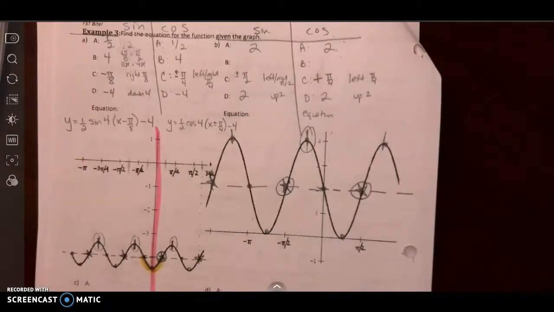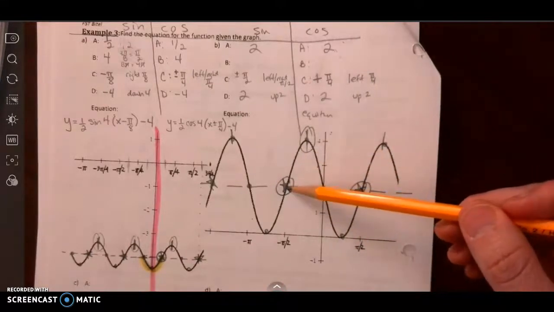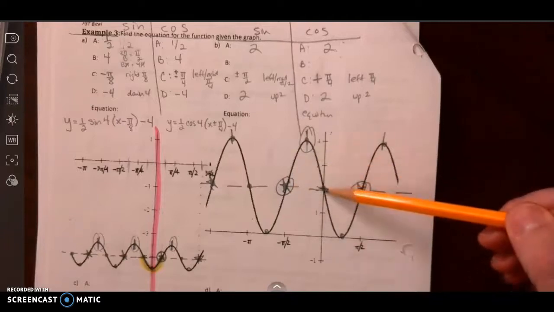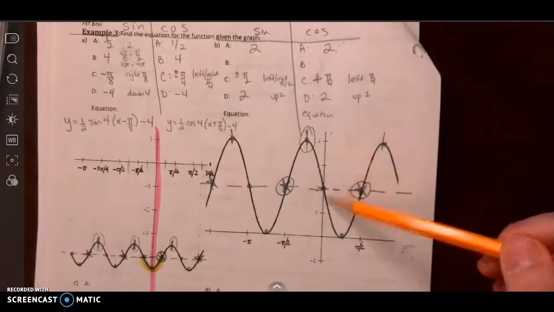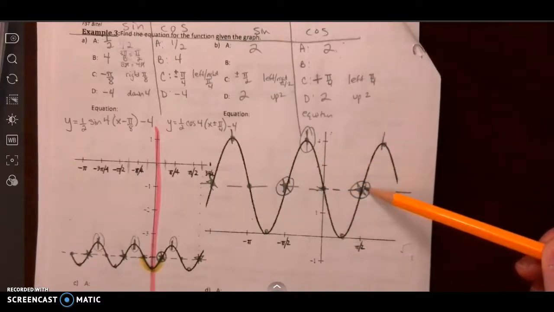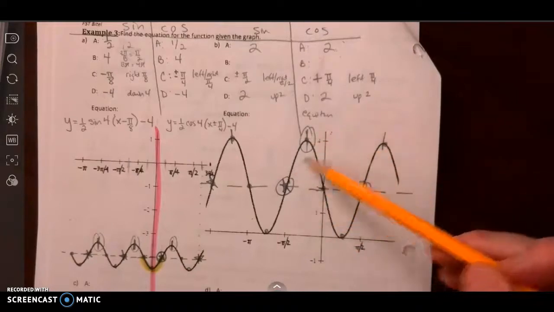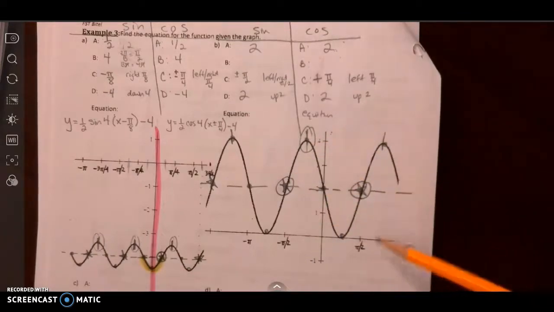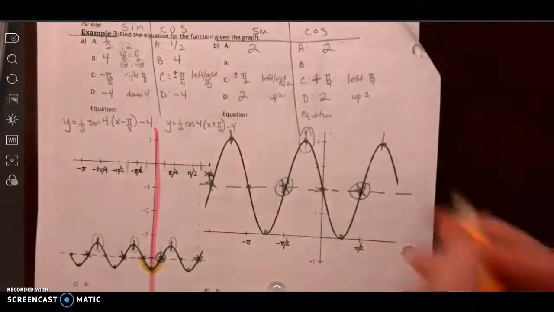My B value is where I'm going to need to figure out the period. So I'm going to look at this and say, well, I can see that with sine, this is pi over 2, and this is pi over 2. So a half of a pi and a half of a pi is a whole pi. So that's probably, I would use the sine curve. If I used cosine, I would say, okay, well, I have a quarter, and then this would be 3/4. A quarter and 3/4 is also a whole pi. So my period is pi.